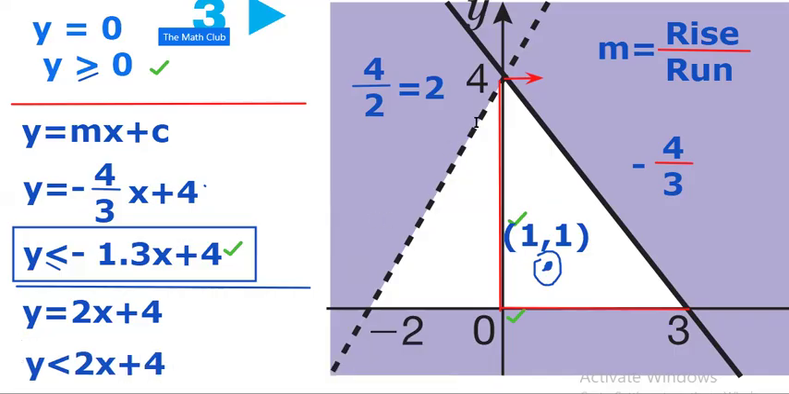Now, because the line is not connected, we don't put an equal sign over here. So this is the last answer, or the last inequality for the last line. And by that, we finished all of the 3 lines. We found the inequalities of all the 3 lines. We described the unshaded region between the 3 lines. And this is how you answer a question like this. Now, let me check.